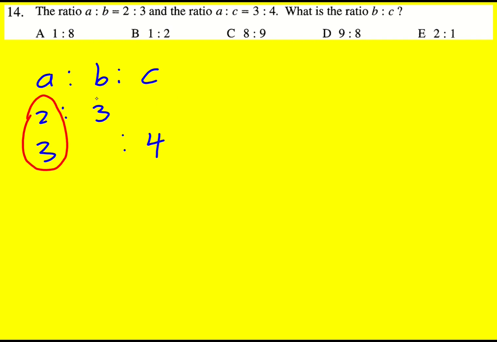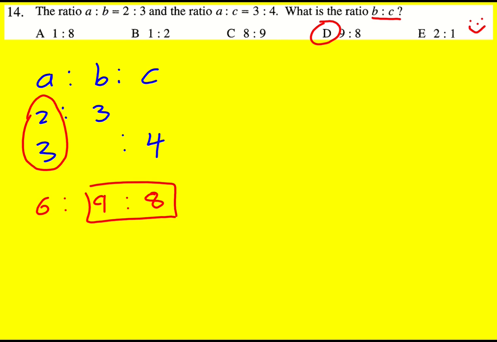So I'm going to times the top ratio through by 3, give me 6 to 9, and the bottom ratio by 2, because that will give me 6 to 8. And there we go. I can write A to B to C as a single ratio. So what's the ratio of B to C? The answer is going to be 9 to 8, D.